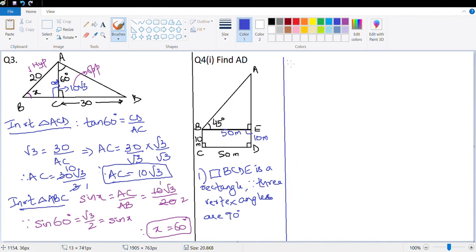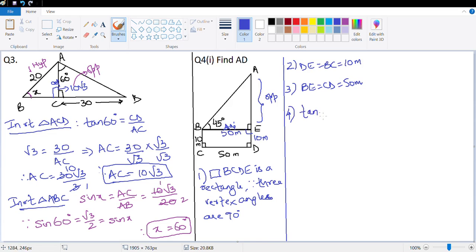What this means is point number 2 for us, which means DE is equal to BC is equal to 10 meter, and this also means that BE is equal to CD is equal to 50 meter. So this is 50, this is 10. Now we need to find the value of AE, and the reference angle here is 45. For this, this is opposite and this is adjacent, which means we're looking at value of tan.